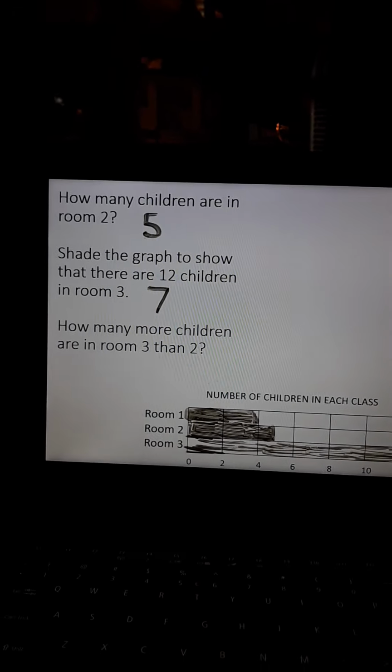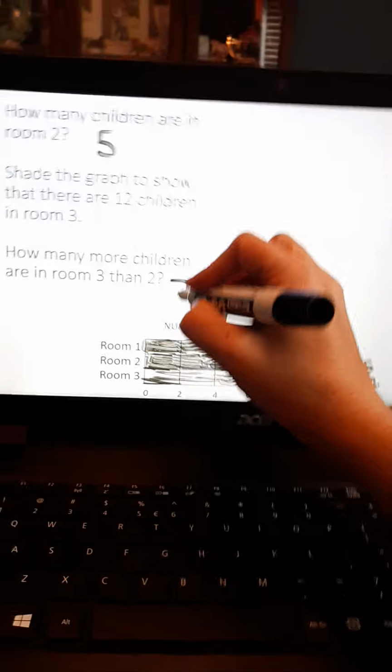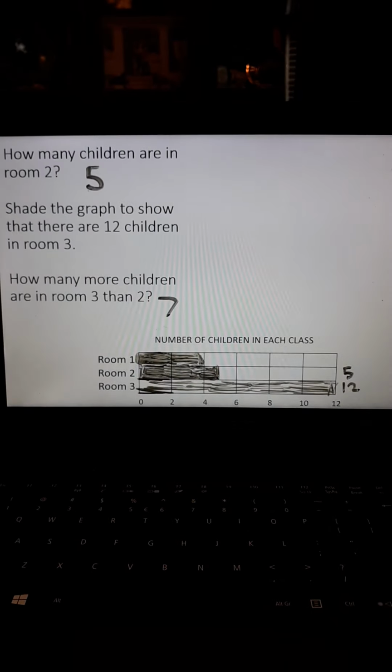Okay? And if you'll notice, my question is totally messed up. It says shade the graph. No, I wrote that in the right place. You know what? I did write that in the right place. I don't know what I'm doing.